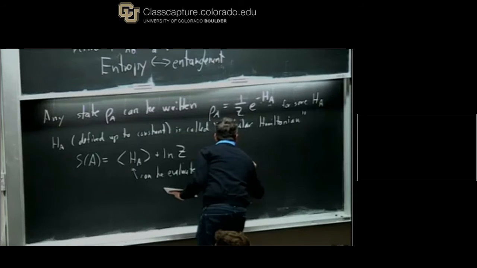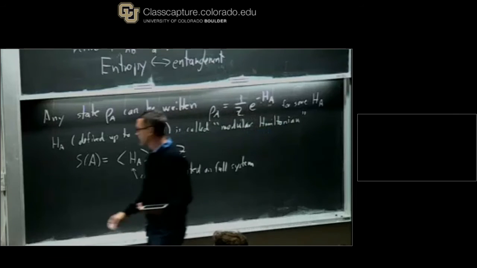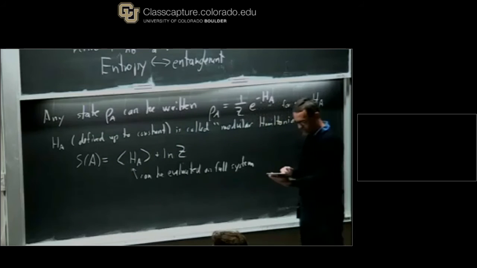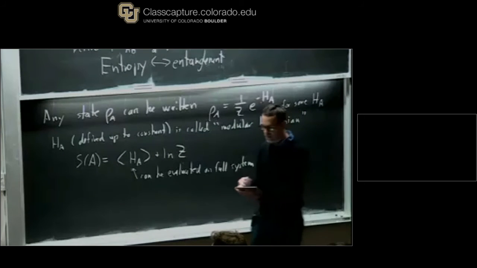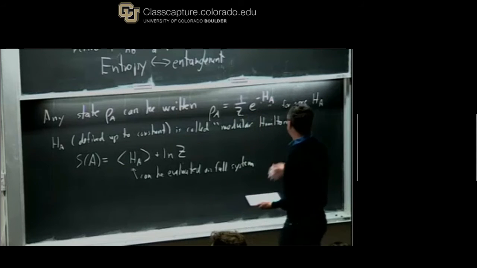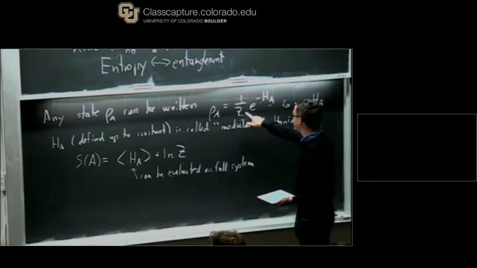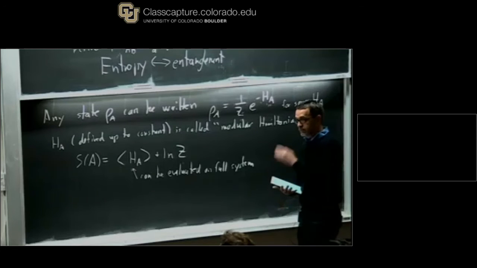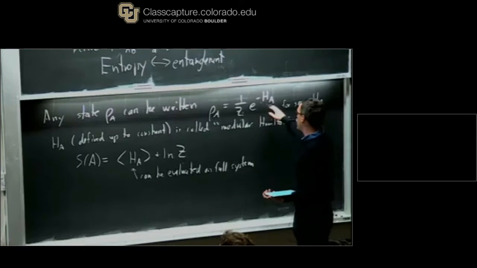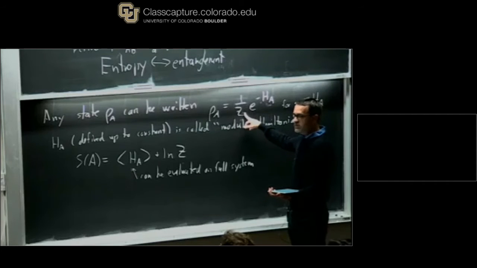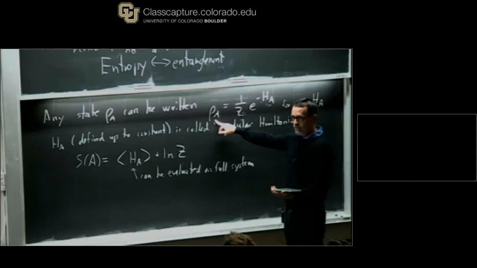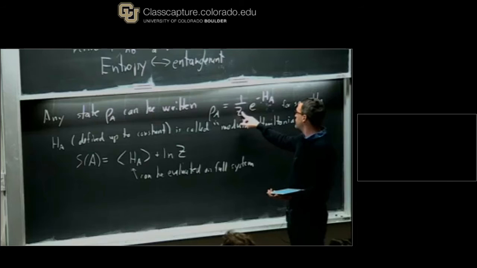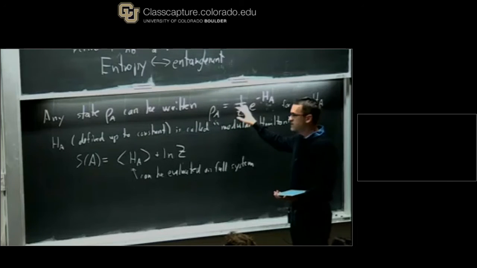Now, the problem is that it's pretty rare for us to know H_A in any useful form. So the modular Hamiltonian can take different values depending on the choice of constant. Z is a number, by the way. This is an operator. This is a number. If I shift H_A by a constant, Z changes. I'm just defining Z to be whatever it has to be such that this has trace 1. Z by definition is trace e to the minus H_A. So if I shift H_A by adding a constant, then Z gets multiplied by e to the minus that constant. This is just a normalizing factor.